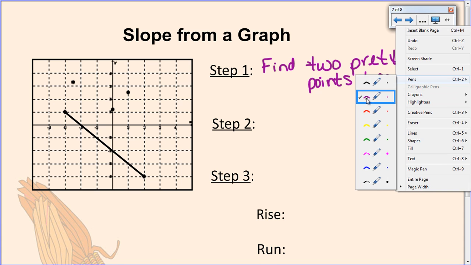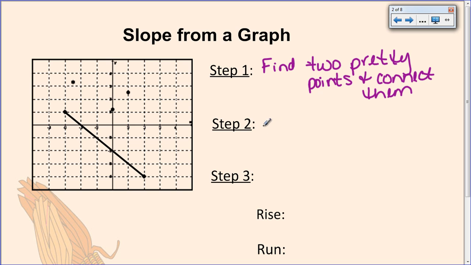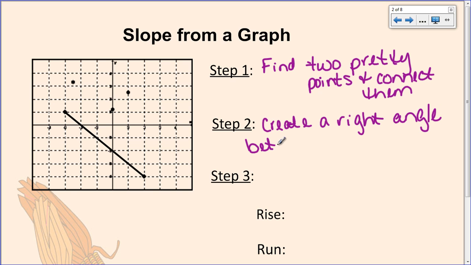Step number 3. We're going to create a right angle between point 1 and point 2. And so what I mean by this is we're going to connect this point and this point, but we're going to do it making a right angle.